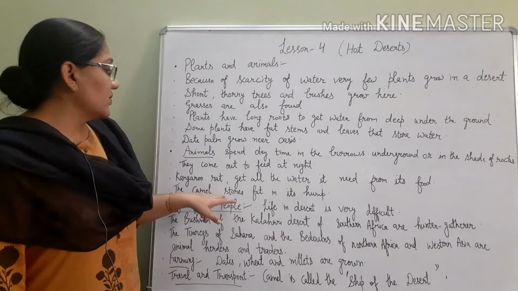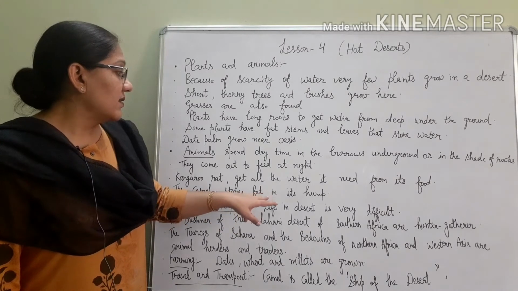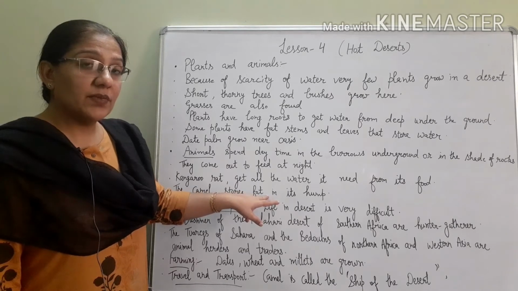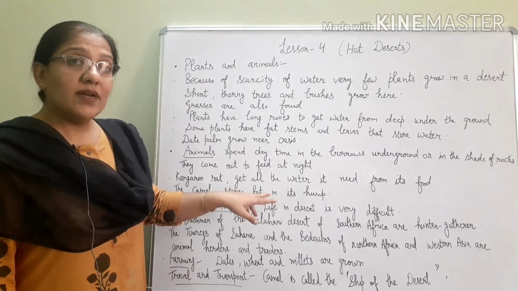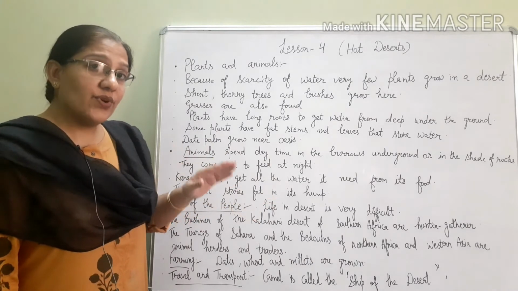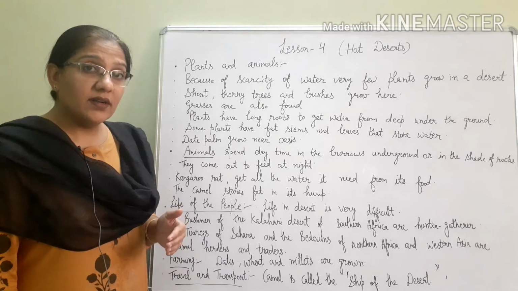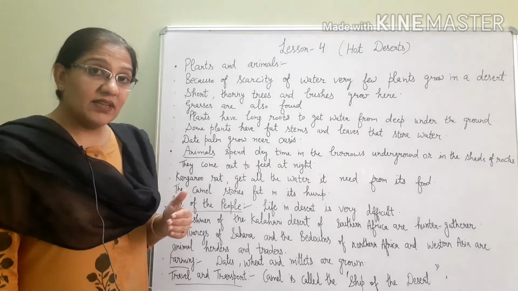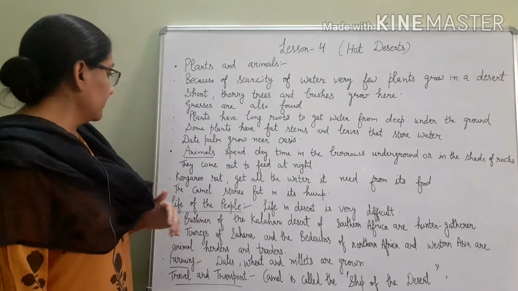And the camel also stores fat in its hump, and it gets energy from the fat which it stores in its hump. The camel is known as the ship of the desert because it can live without water for many days. It has padded feet which help it to move on the hot sand.